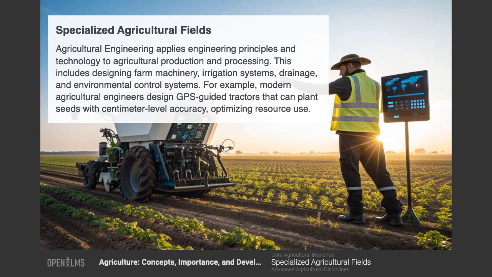Specialized agricultural fields. Agricultural engineering applies engineering principles and technology to agricultural production and processing. This includes designing farm machinery, irrigation systems, drainage, and environmental control systems. For example, modern agricultural engineers design GPS-guided tractors that can plant seeds with centimeter-level accuracy, optimizing resource use.